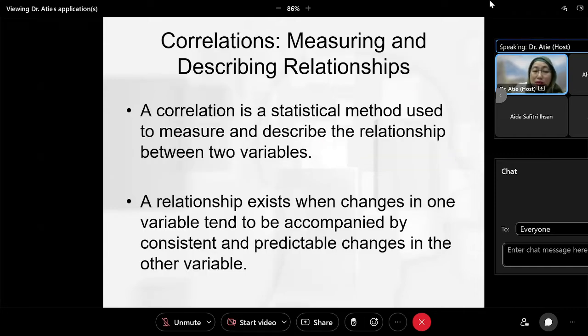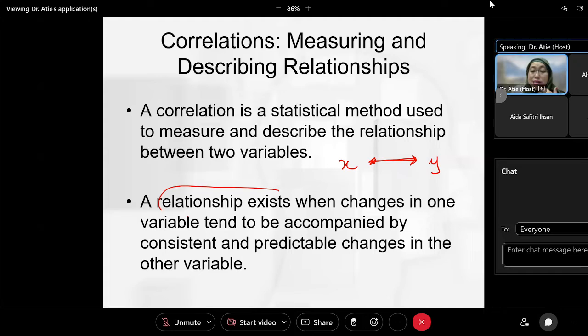Okay, so a correlation is a statistical method used to measure and describe the relationship between two variables. A relationship exists when changes in one variable tend to be accompanied by consistent and predictable changes in the other variable. So let's say I have variable X and I have variable Y. I would like to see the relationship between these two, for example. So X, Y, right? The relationship that might exist is like this.